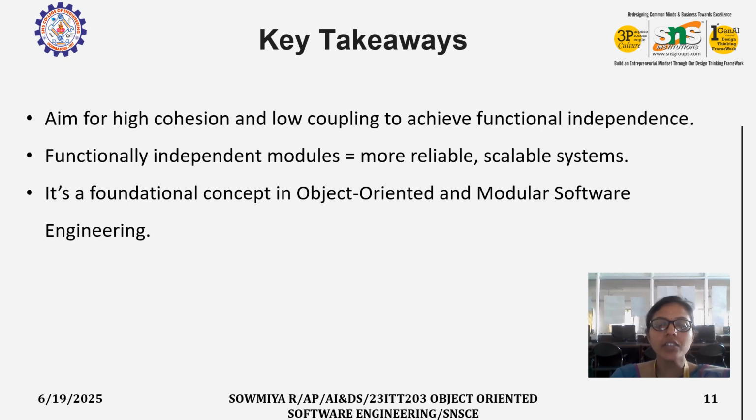Then key takeaways. Let's summarize the key takeaways. We should always aim for high cohesion and low coupling. Functionally independent modules are easier to develop and maintain. They form the backbone of object-oriented and modular software systems. So, when designing any class or module, ask yourself, is it focused and independent or not?